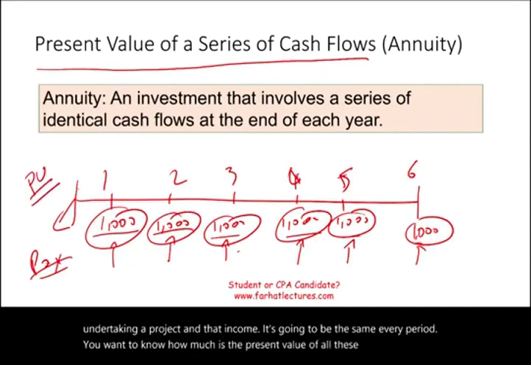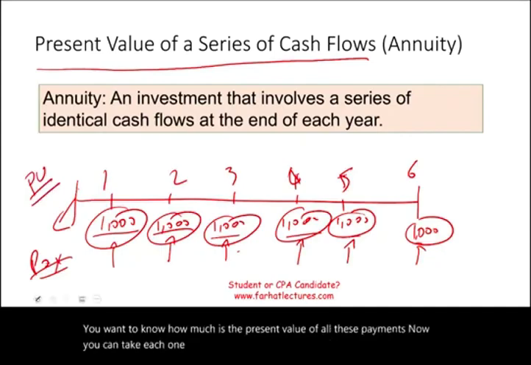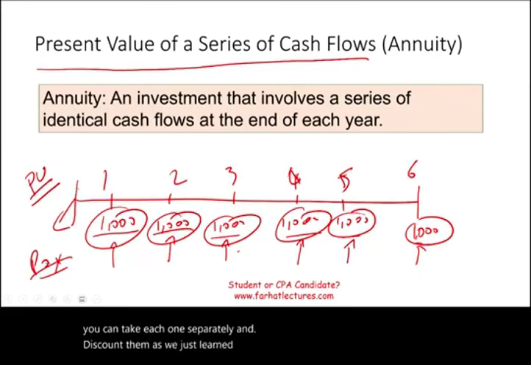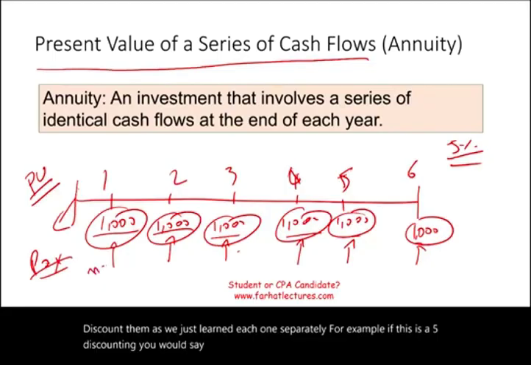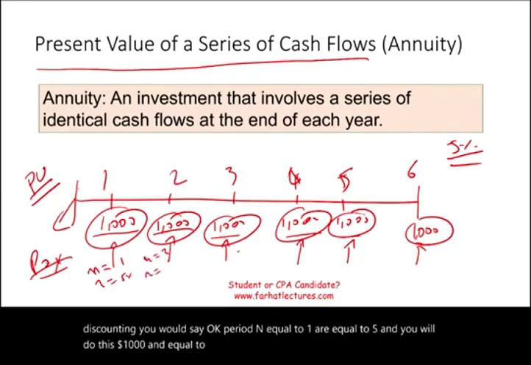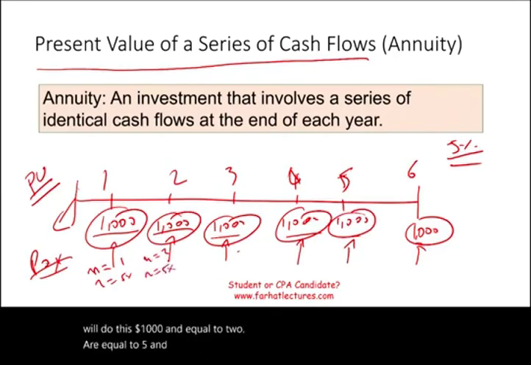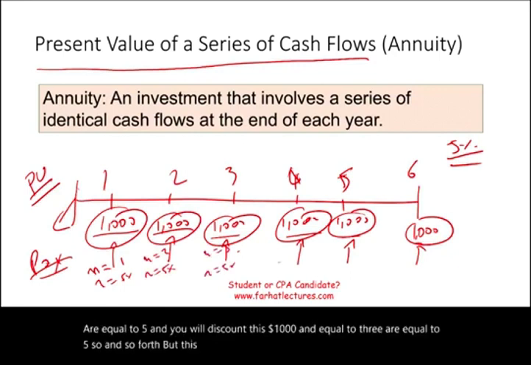Now, you can take each one separately and discount them as we just learned. For example, if this is a 5% discounting, you would say, okay, period n equal to 1, r equal to 5%, and you will discount this $1,000. N equal to 2, r equal to 5%, and you will discount this $1,000. N equal to 3, r equal to 5%, so on and so forth. But this is really time consuming.